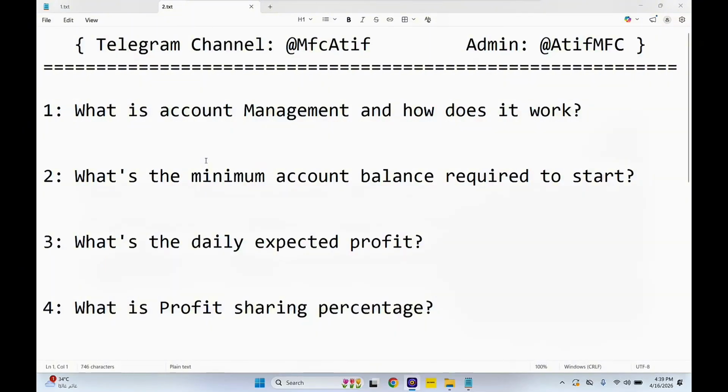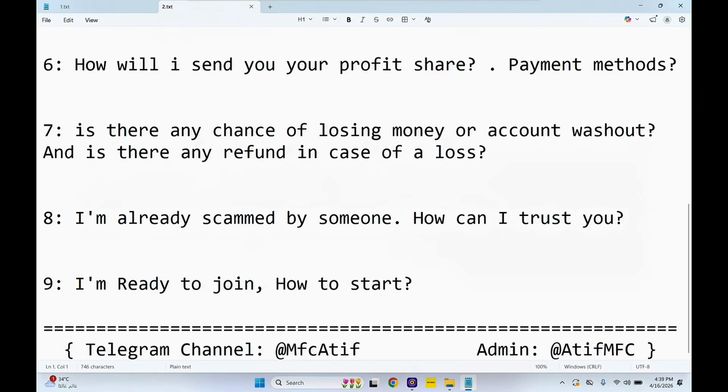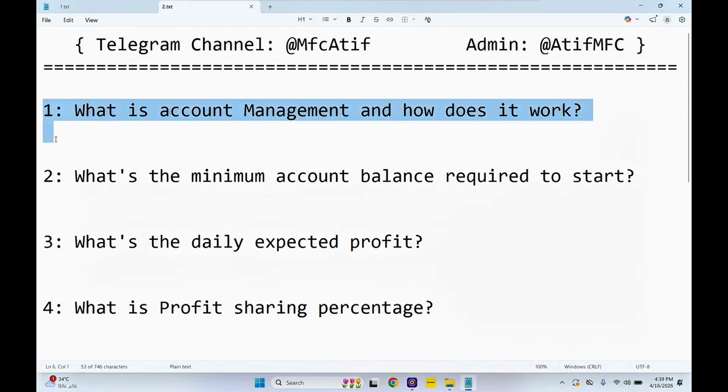So guys, I have written down some frequently asked questions and these are 9 questions. Question number 1 is what is account management and how does it work? This is a very basic question, but there are also some beginners in the channel and they want to know about it. So account management is a process in which a client sends his trading account details to a professional trader or account manager, and the account manager trades on the client's account and makes safe profits, and they divide the earned profit.